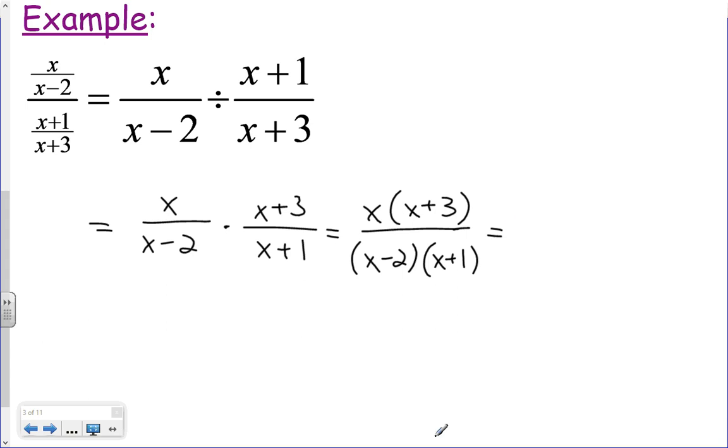And let's go ahead and expand that, multiply that out, FOIL it, however you want to say that. So in the numerator, you've got x squared plus 3x. In the denominator, we've got x squared. I'll have a plus 1x minus 2x. That's a minus x in the denominator. And then minus 2. There's how we divide fractions.